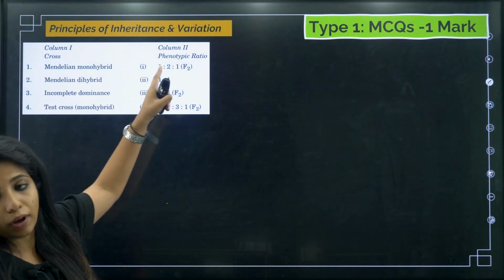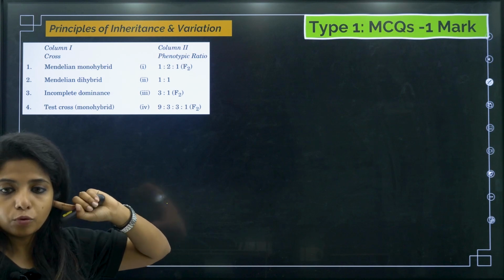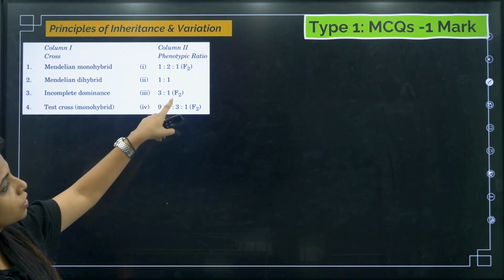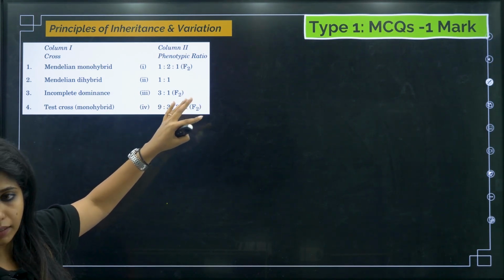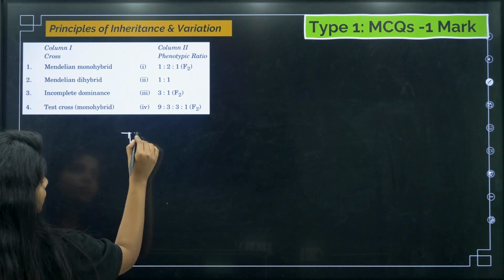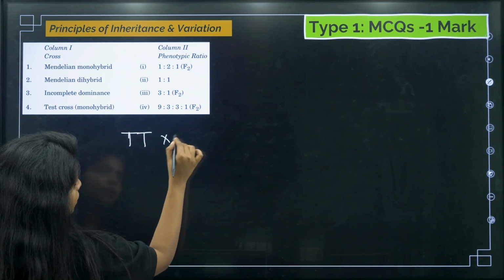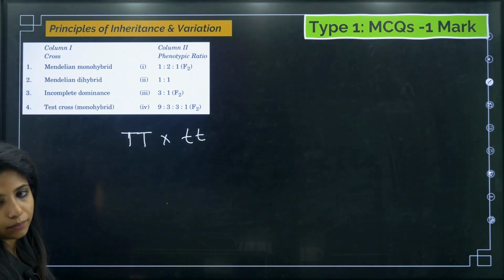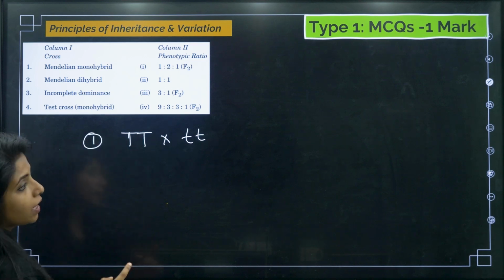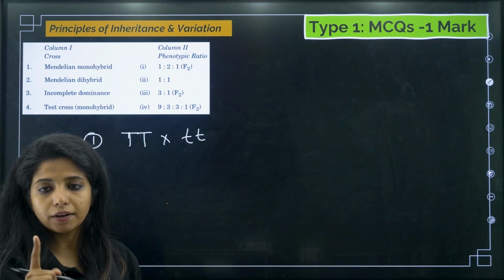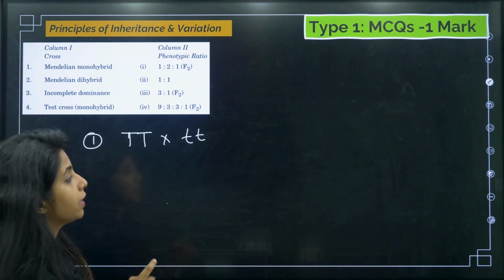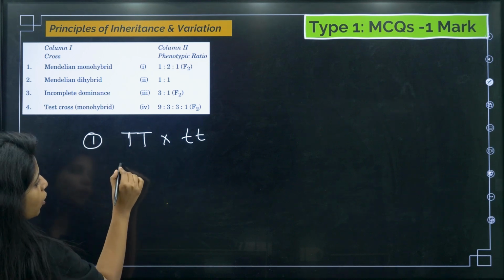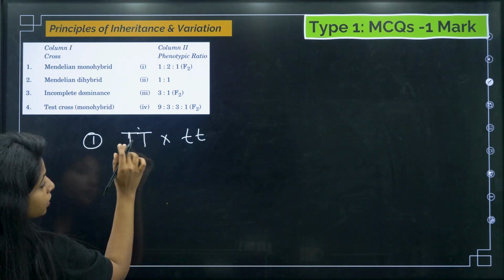So Mendelian monohybrid, you know it's 3:1, that is F2. How did we get it? I'll tell you. So capital T, small t, this was done by Mendel. This is the first case. Mendel monohybrid, as in you're talking about one character, and as of now I'm talking about just one character, that is height. So the gametes that are formed carry capital T or small t.